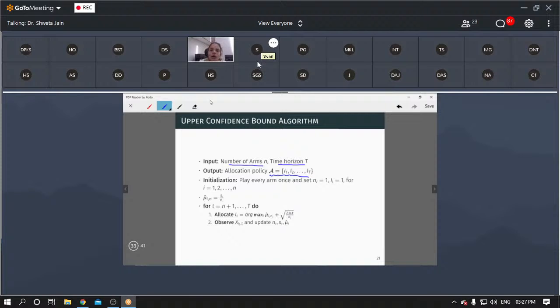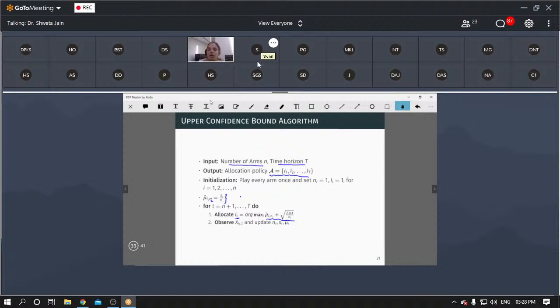What I will do, for each time, this is just the initialization, and mu I hat is basically the empirical estimate that I have. It's same as what I talked about, number of successes that I have divided by total number of times that I have pulled the arm I. What I'm going to do is allocate the arm IT which has the maximum upper confidence bound. That is, I choose this arm optimistically, which is the best possible arm.